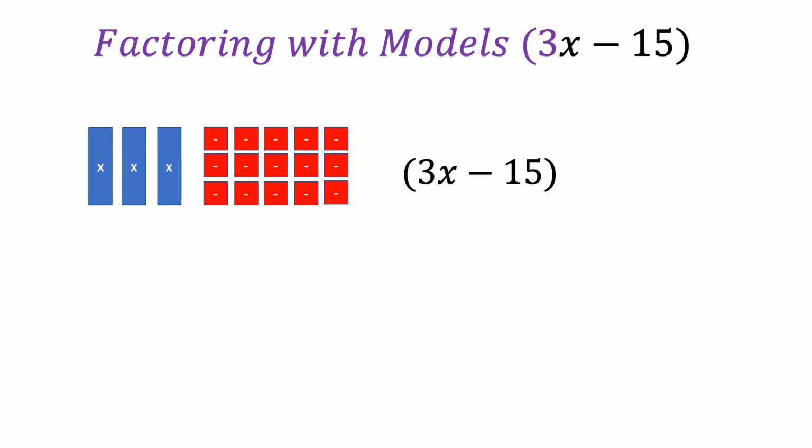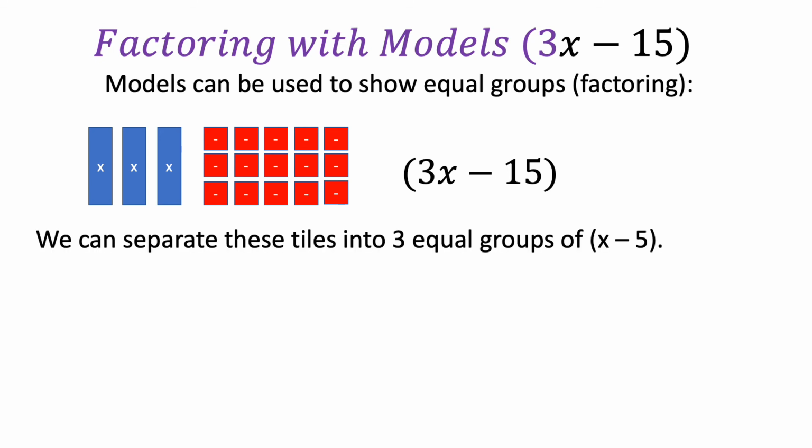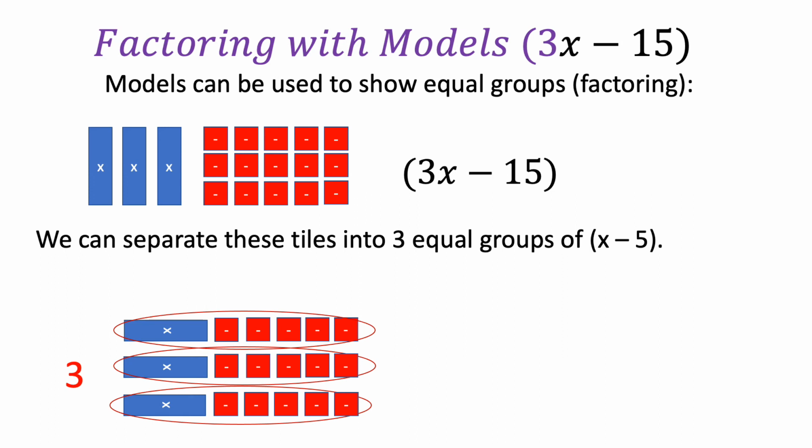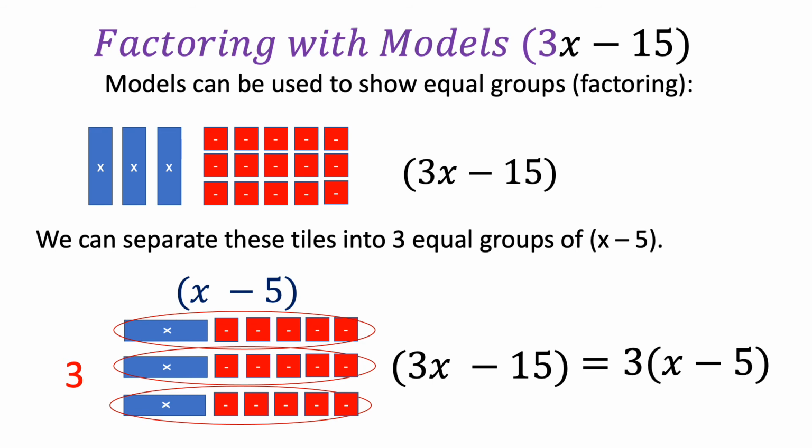Here's another example of an algebraic expression that can be factored. We have 3x minus 15. We can separate these tiles into 3 groups. The greatest common factor of 3 and 15 is 3. So we put the 3 on the outside, and notice that if we break this into 3 equal groups, each group has x minus 5 tiles. So 3x minus 15 is equal to 3 times x minus 5.